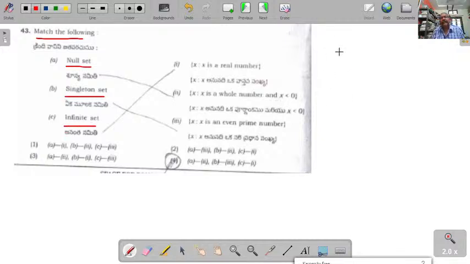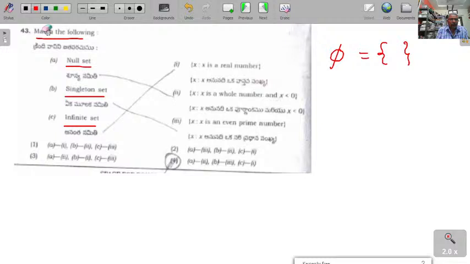So what is the null set? Null set is denoted by phi. It has no elements. Singleton set means it has only one element. Infinite set means its cardinality is not defined.